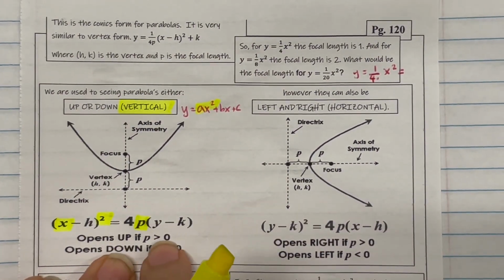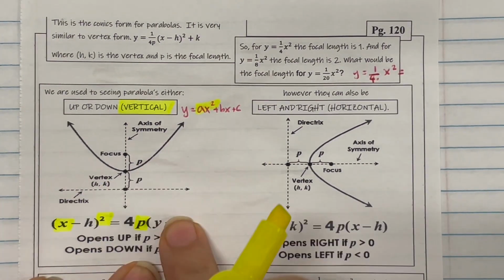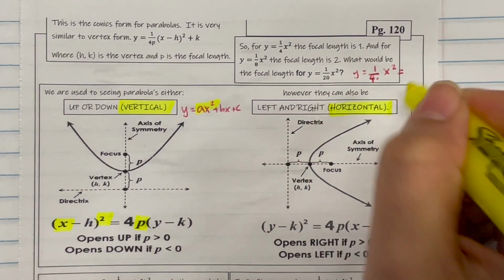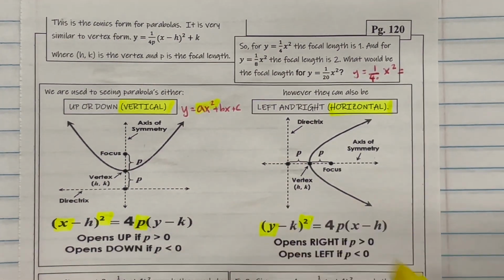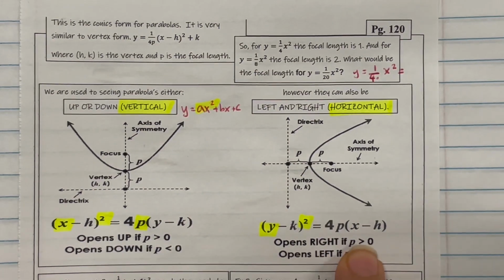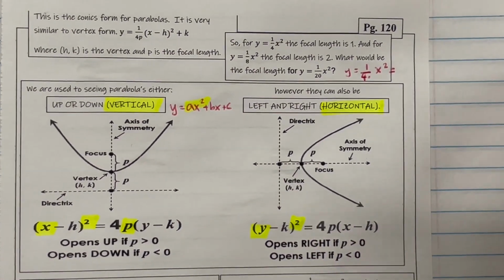Now, if p is positive, it's going to open up. If it's negative, it's opening down. So that kind of acts like your a. All right, left and right is going to be y squared. And again, same idea. If p is positive, it opens to the right. If p is negative, it opens to the left.